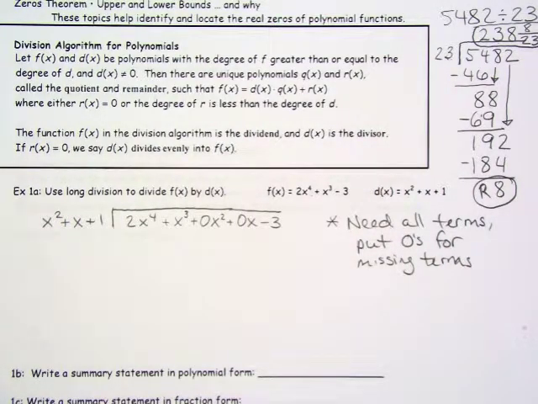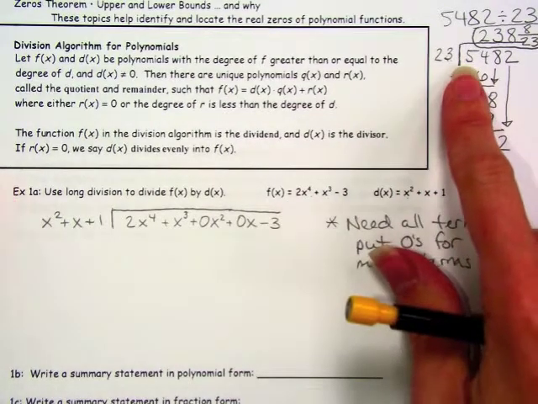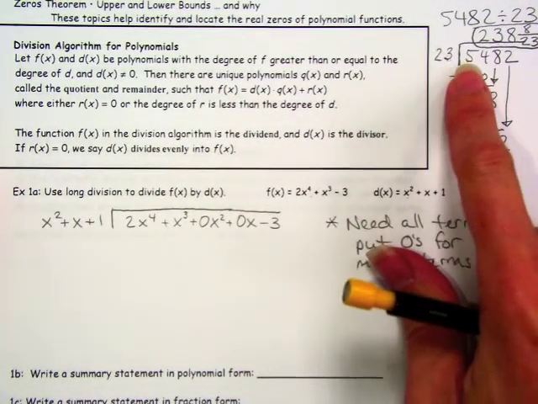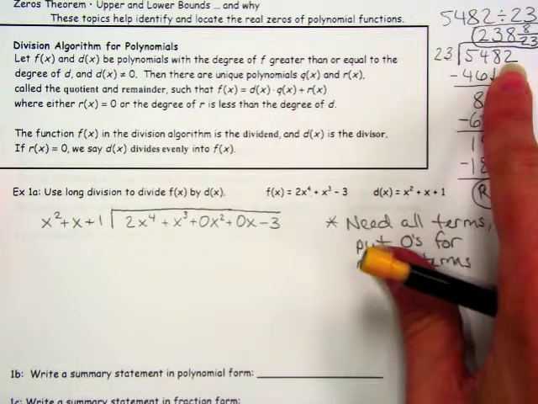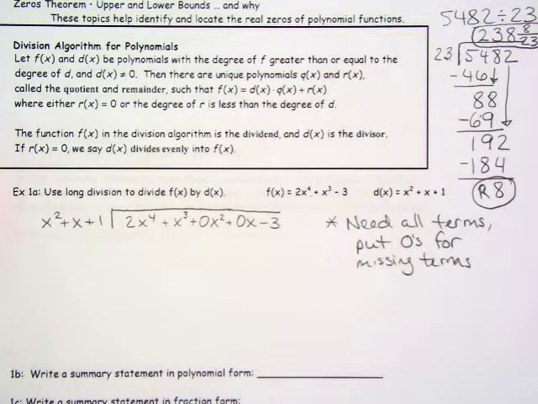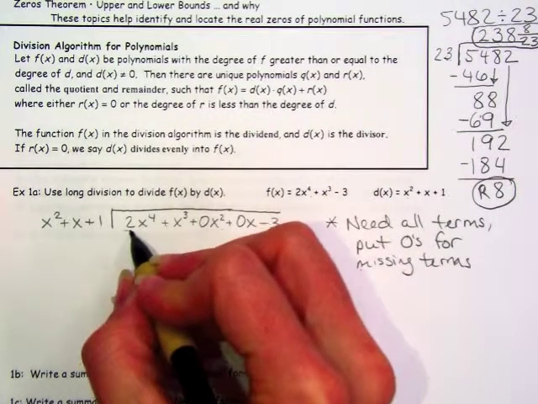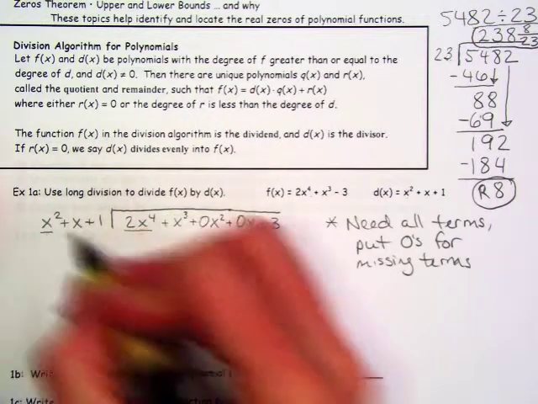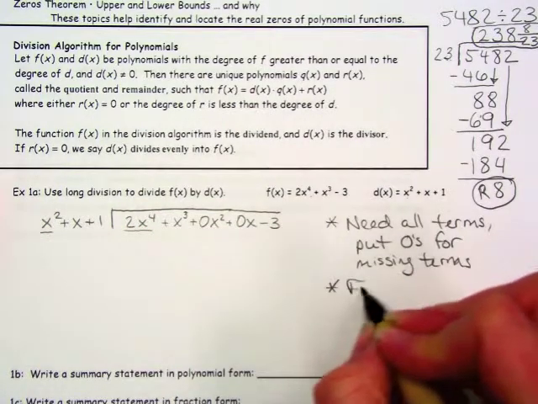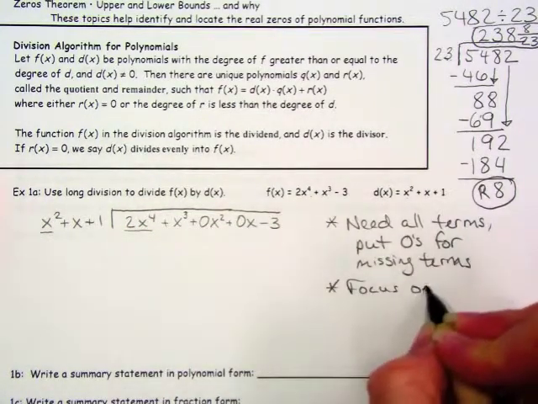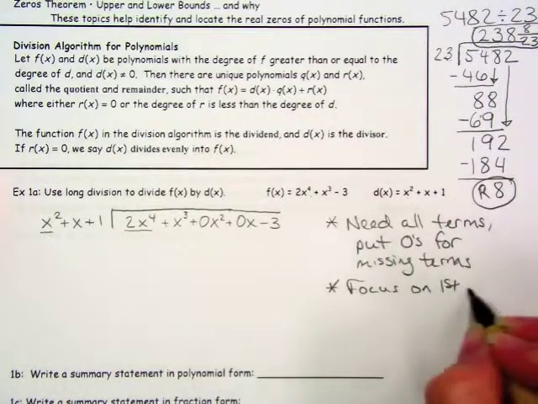Okay, now we're actually going to do the long division. Looking back on our long division before, we didn't take 23 and the whole number 5,482. We just looked at part of it. Well, similarly, we're going to only look at part of it here. We're going to look at the first terms, the 2x to the 4th and the x squared. Okay, let's write that down. We're going to focus on the first terms.